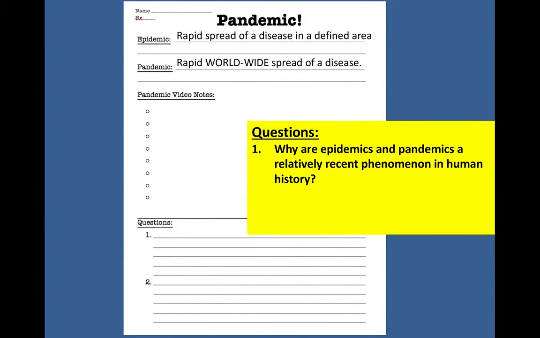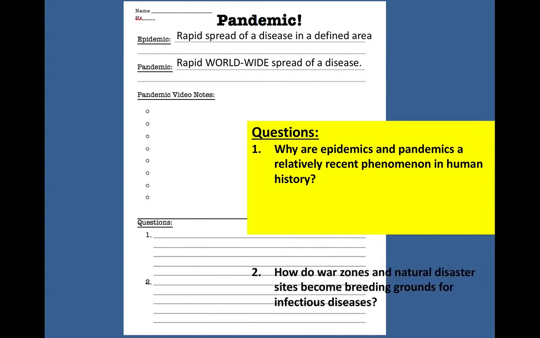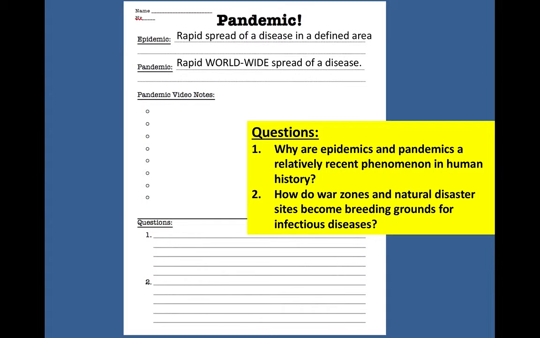All right, so the first one is, why are epidemics and pandemics a relatively recent phenomenon in human history? So why do they happen now more than they used to? And then, how do war zones and natural disaster sites become breeding grounds for infectious disease? So pause the video and take some time to write answers for these questions on the bottom of page 4.